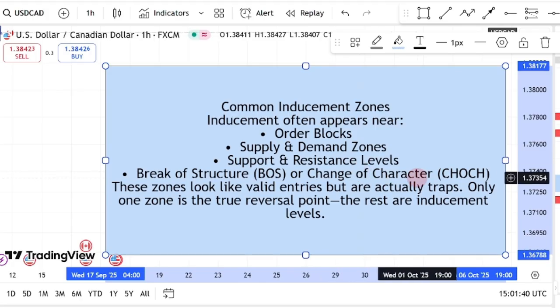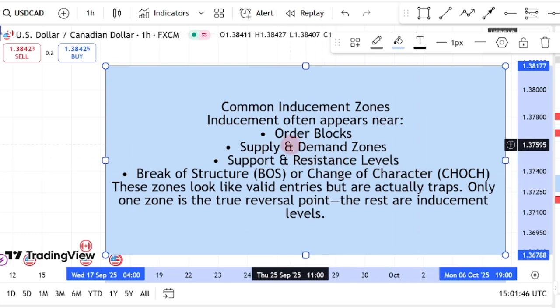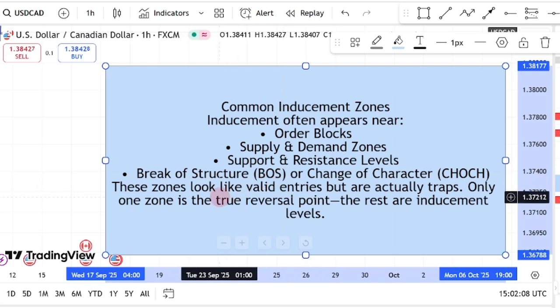Okay, so here in this chapter 3, we'll be looking at common inducement zones. The first on our list is order blocks. Inducements are found within order blocks, that's when you don't know how to pick the right order block. The second is supply and demand zones. We have support and resistance levels, break of structure or change of character. These zones look like valid entries but are actually traps. Only one zone is the true reversal point. The rest are inducement zones.